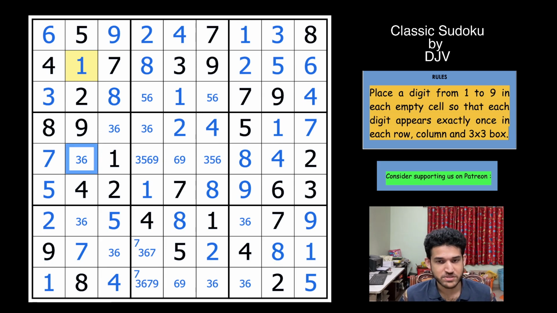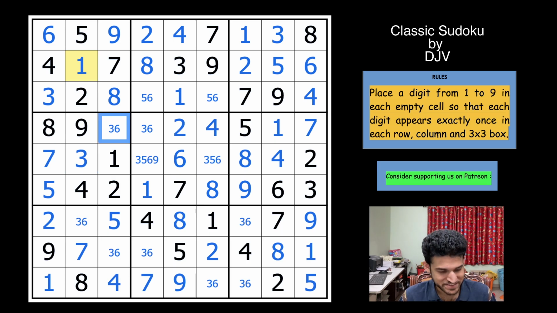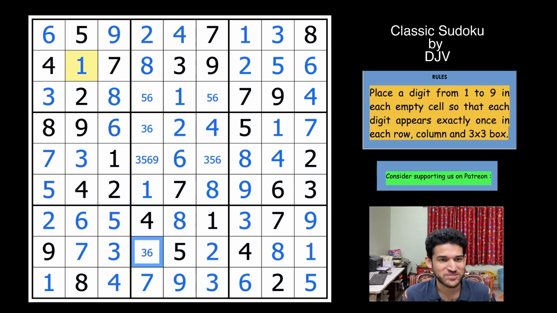A 7 is here, which means this will be a 7. That's a 3, 6, 3, 6 pair. That gives me a 9 into this cell. That gives a 6 here, which gives a 3 here, a 6 here, 3 here, 6 here, 3 here, 6 here, 3 here, 6 here. Wow, wow, wow. 3. This is 5.